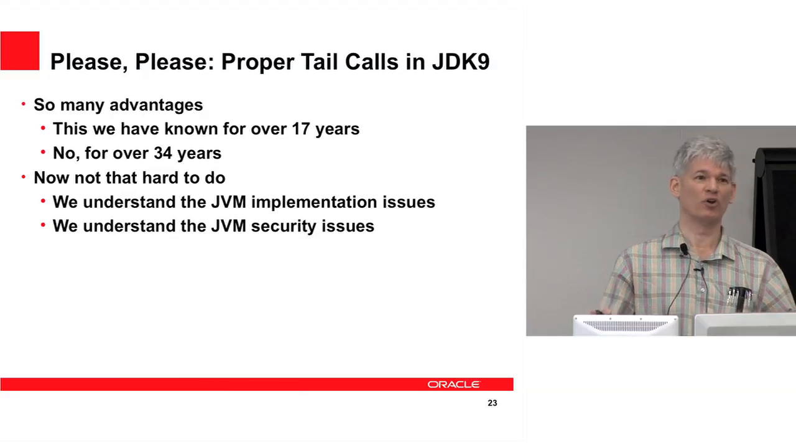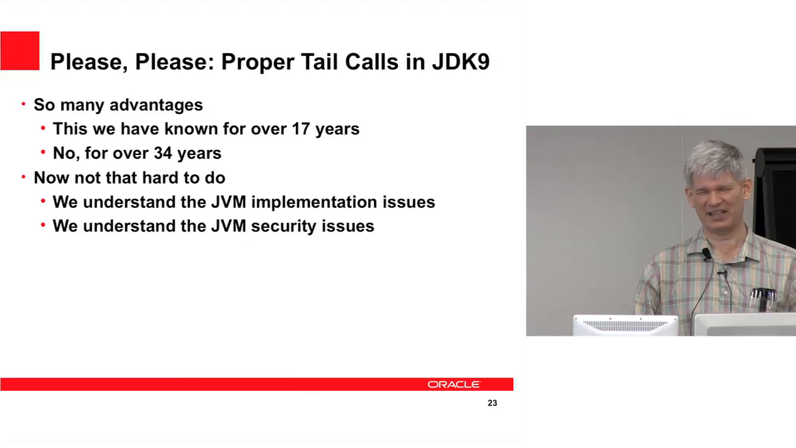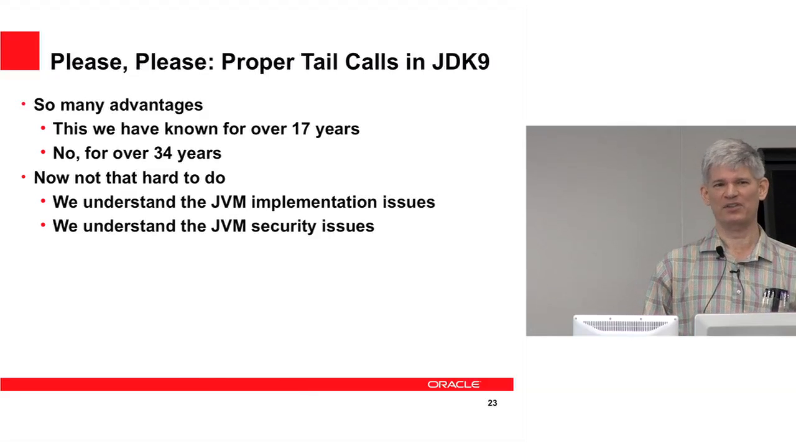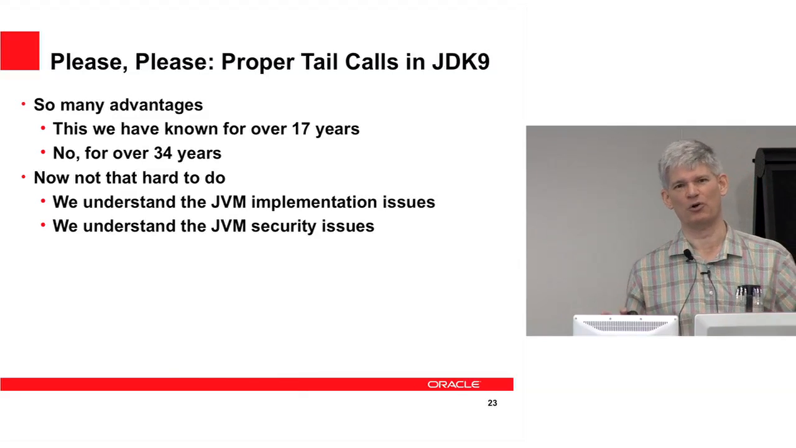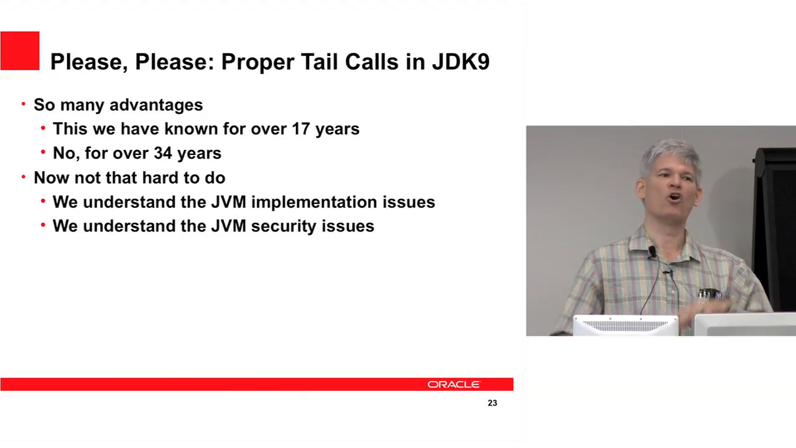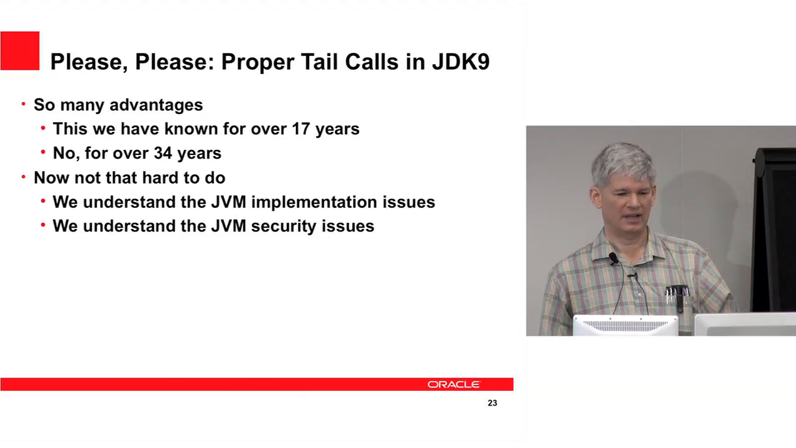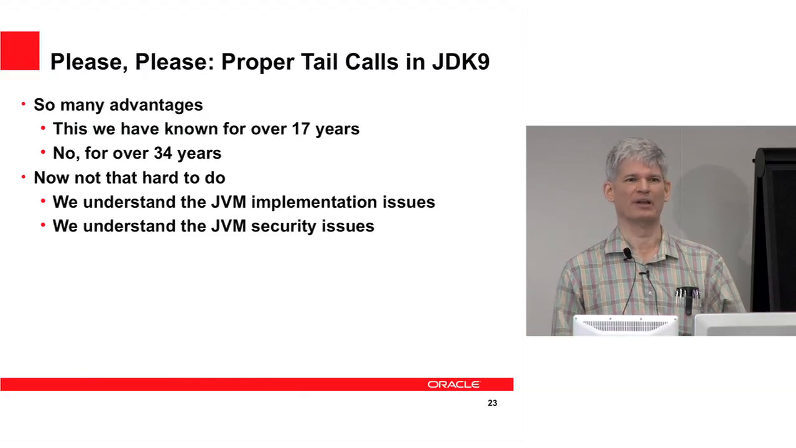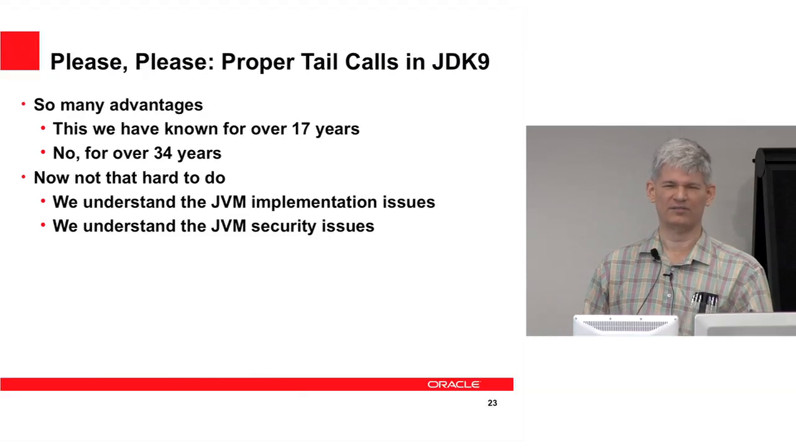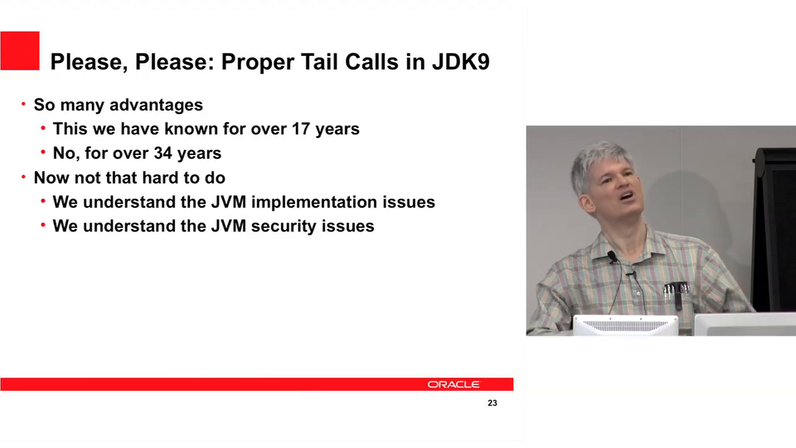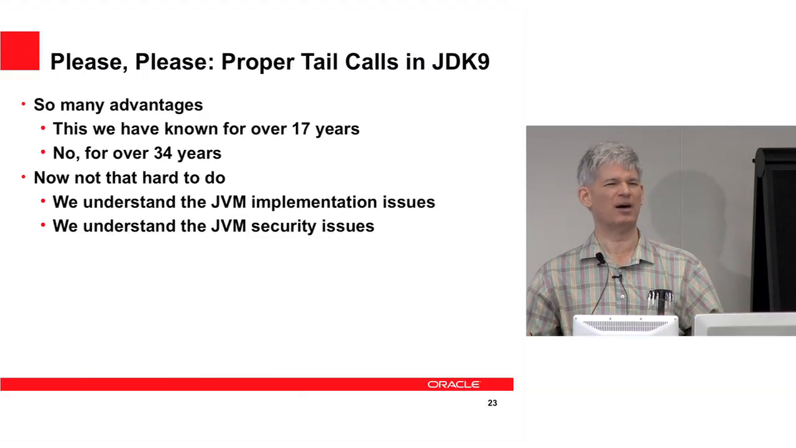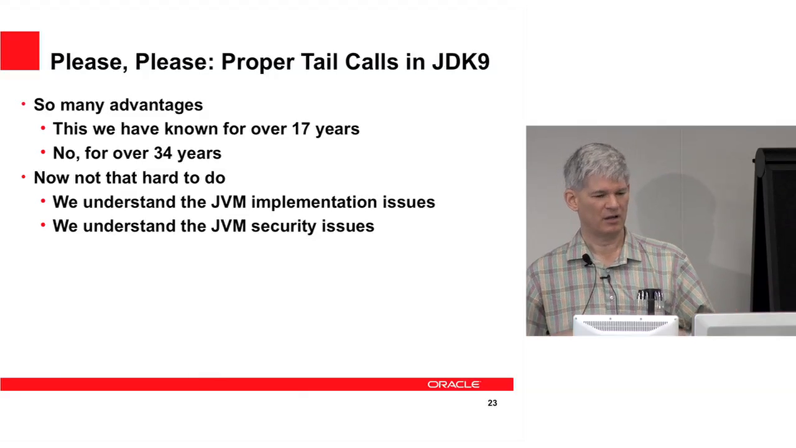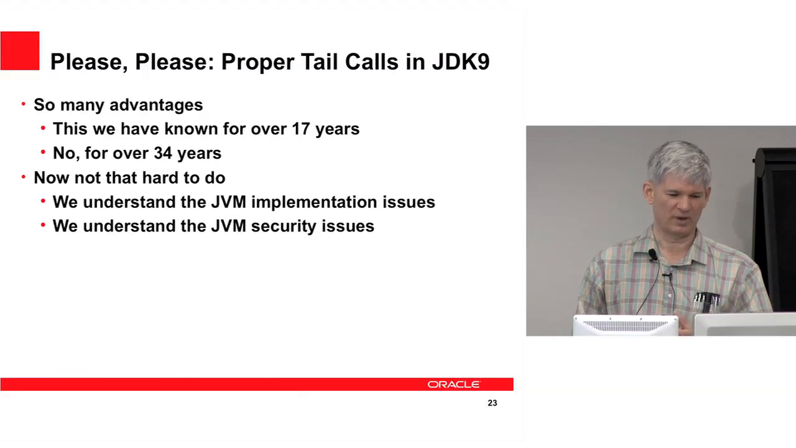But in fact, we haven't known it for over 17 years. We've known it for over 34 years. It was in 1978 that I wrote a paper called Lambda the Ultimate Go-To, which is actually something of a misnomer. It's not the Lambda that's the go-to, it's calling it that's the go-to. And this is something that was in the Scheme programming language from the beginning. And from that heritage, functional programming languages have tended to adopt the tail call as a style of programming. But there are reasons to do it in Java as well.